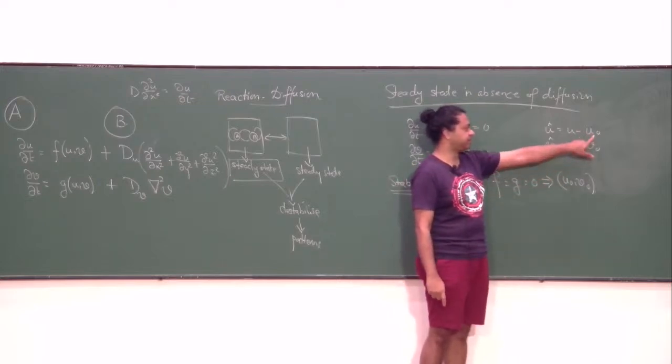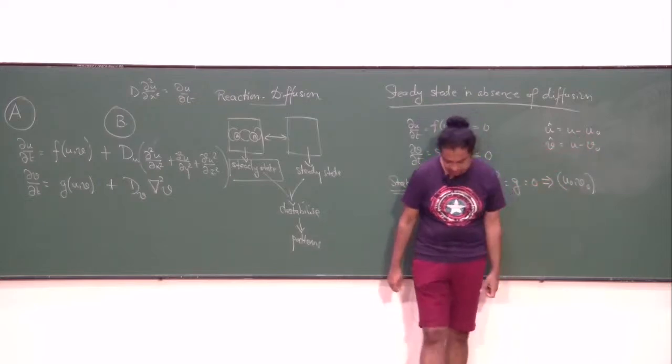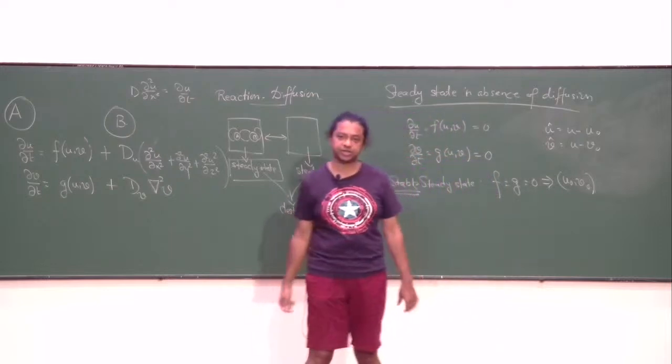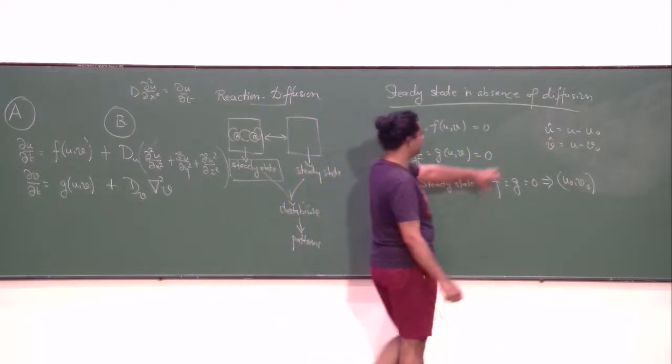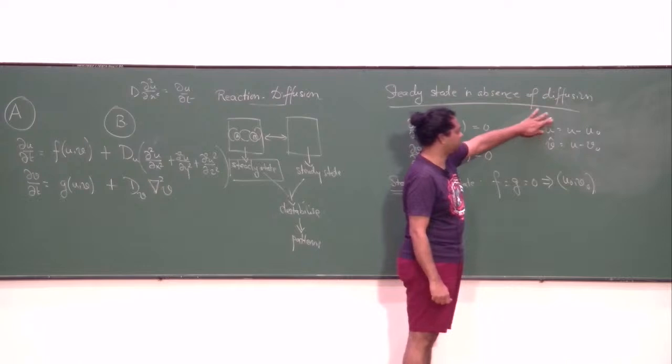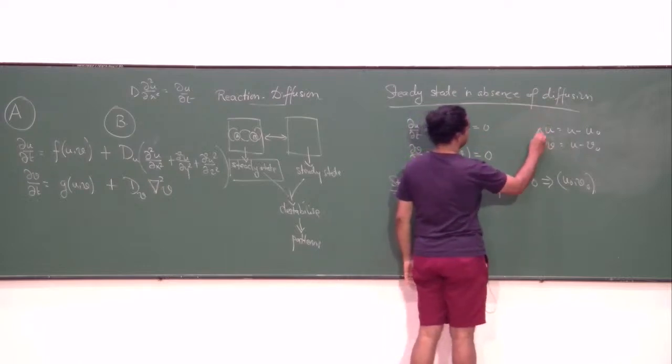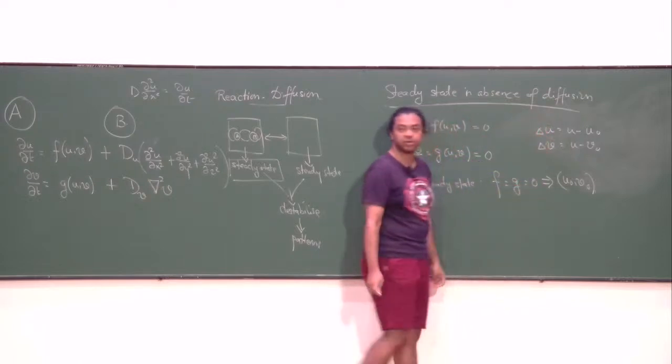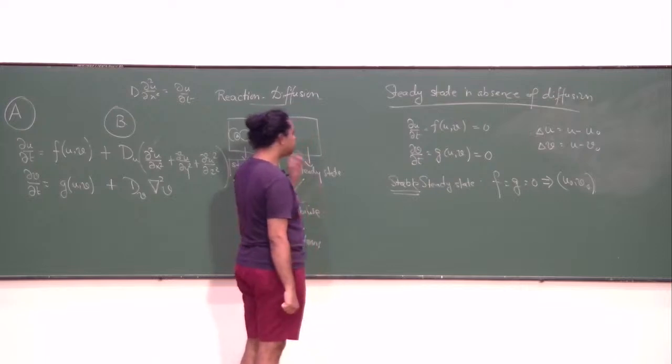From the steady state U naught and V naught, I'll ask whether these perturbations grow with time or shrink with time. So in terms of these variables, let me call them delta U and delta V instead of hat. Okay, so these are my perturbations.